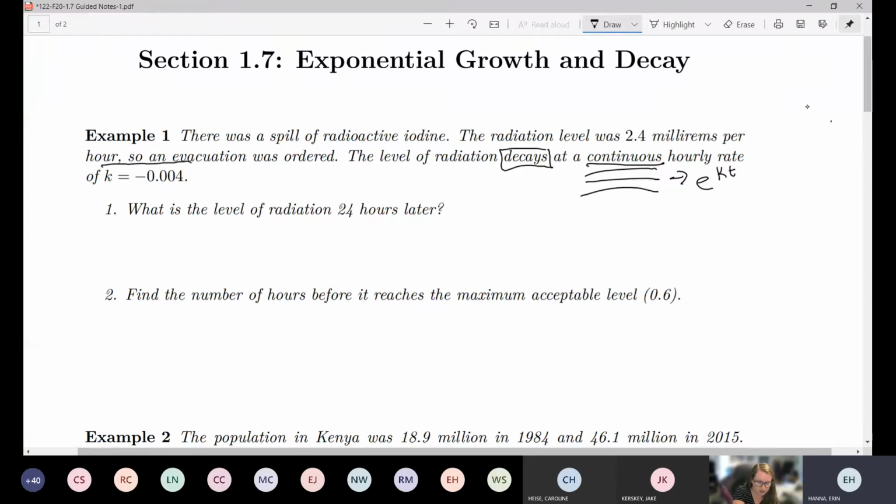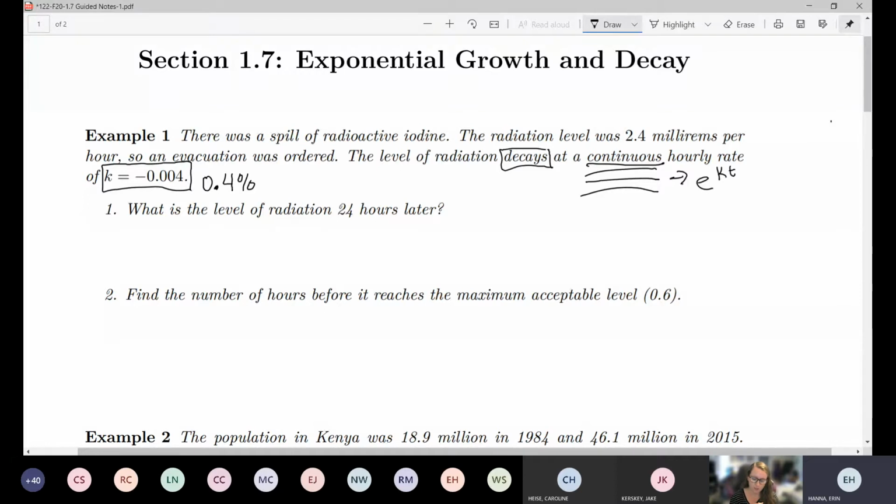Now, they're super nice and essentially gave us the k value. One thing I do want to point out: say they had listed this as a continuous hourly rate of 0.4%. Sometimes they don't list it as negative, but remember that the word decays tells us it's negative. So be careful to double check whether you're growing or decaying to make sure the sign of the rate is correct if they don't give you the sign. But they gave us the sign, so that's really nice of them.